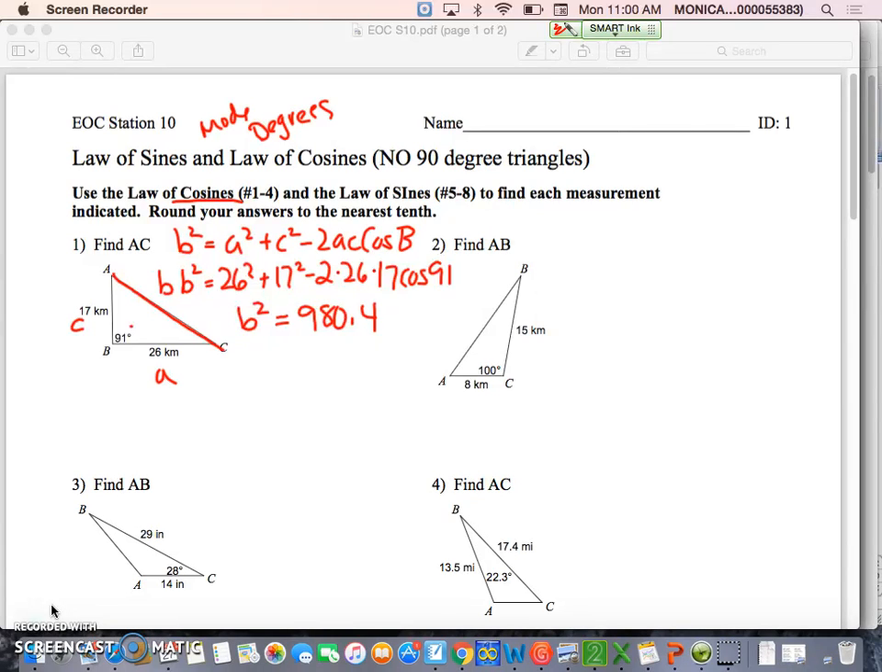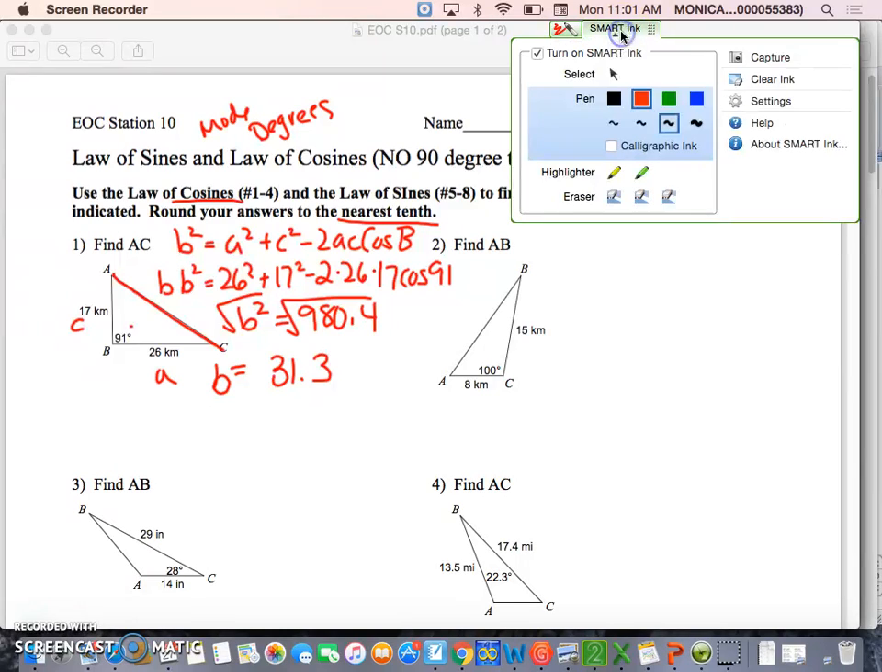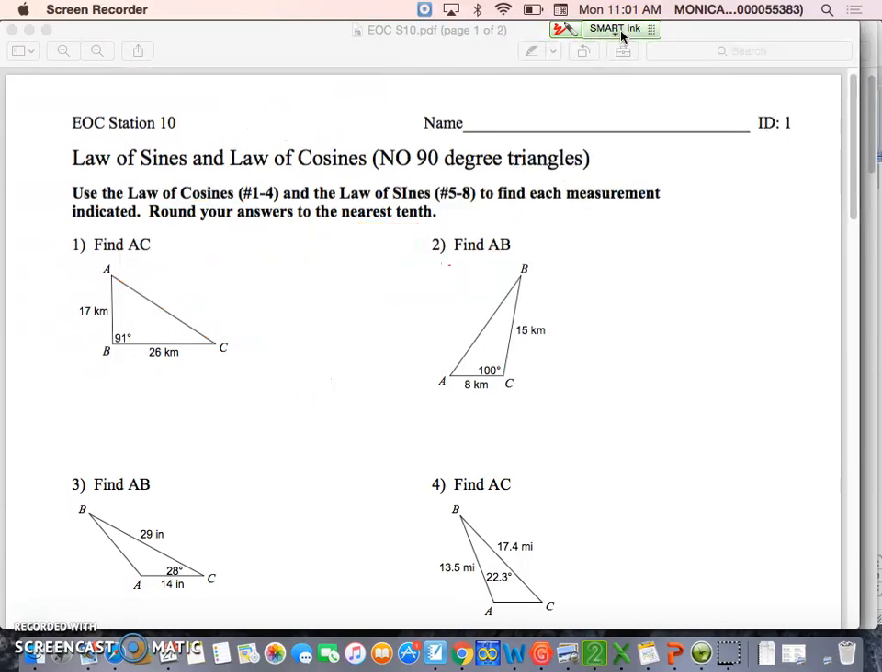980.4. And then the last step is to take the square root. And so the square root of the answer is 31.3. It says round to the nearest tenth, so it's going to be 31.3. So b equals 31.3. And it does make sense because b is the longest side. All right, the next one I want to do on this is number 5. So let's go ahead and go to number 5.